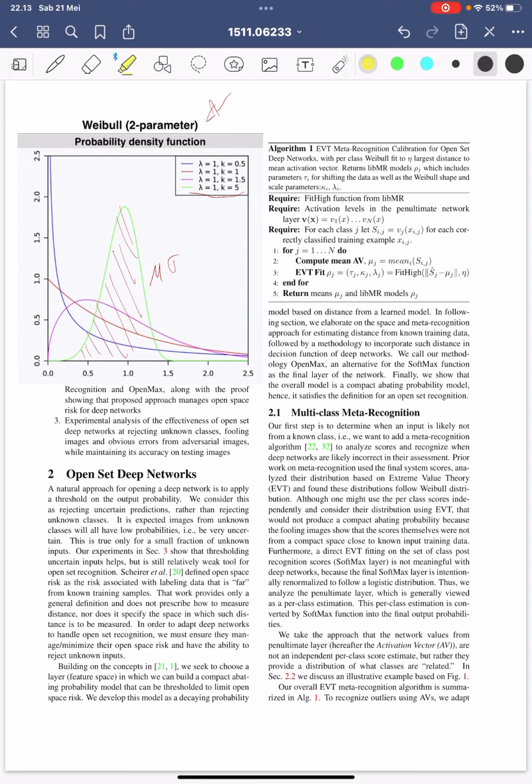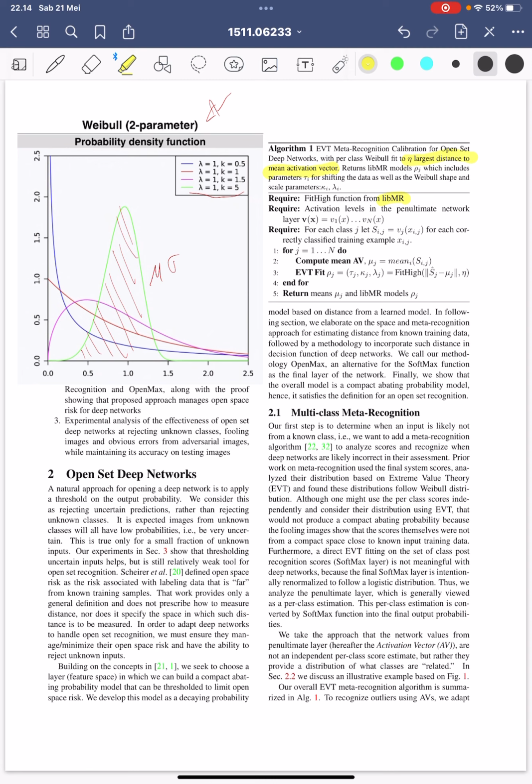So you can see here that it requires the n largest distances to the mean activation factors. So we need to specify this hyperparameter. Let's say it is 5, so we have to calculate the 5 largest distances for each new output activation factors. At this point, the algorithm tries to fit the Weibull distribution. It will output the Weibull distribution, and it uses a library called libmr, which is available online.